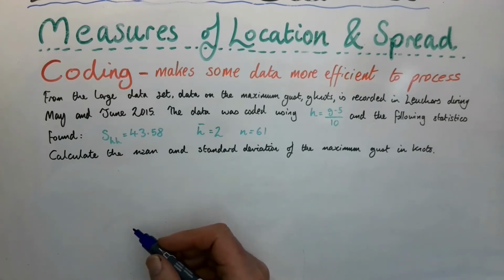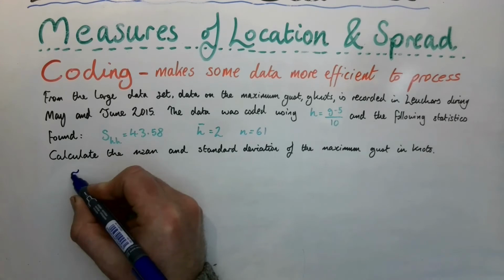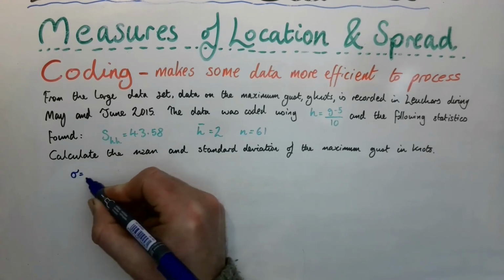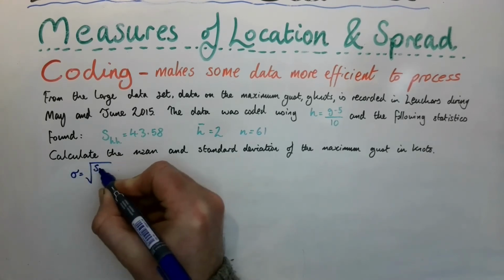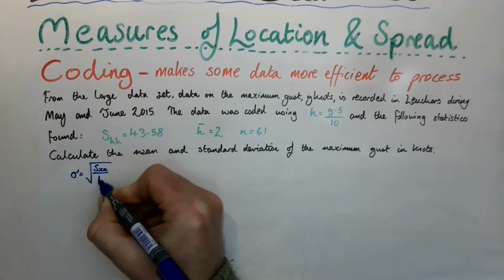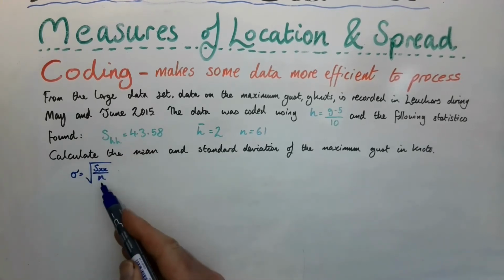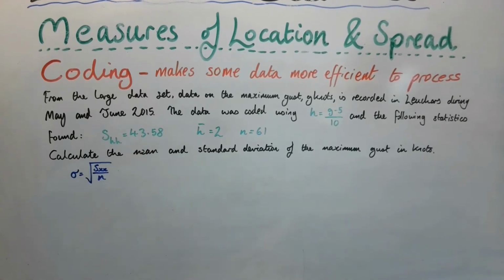So if you look at the top of page 4 in the formula booklet, it tells you that the standard deviation is equal to the square root of SXX divided by n, so the variance divided by n and the square root of all of that. So we've got to work out what the mean and standard deviation of the maximum gust in knots are. Right, let's sort the mean out first.